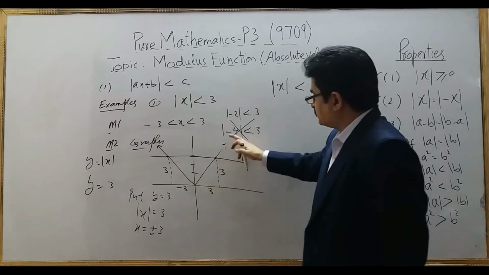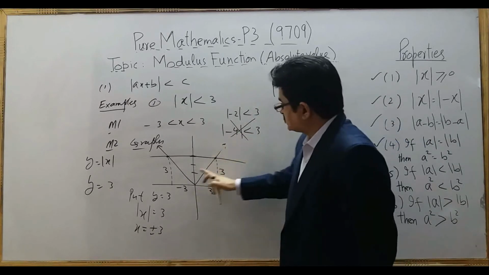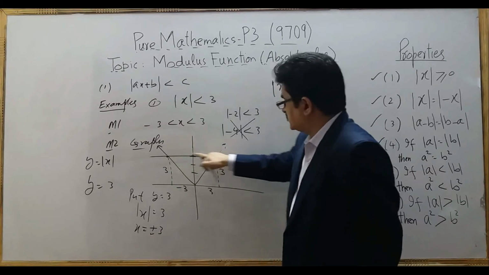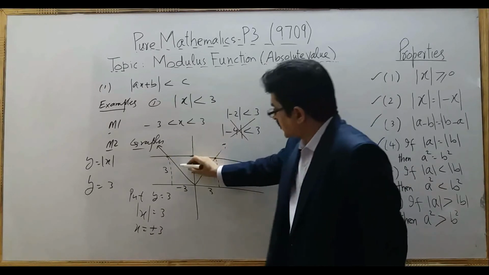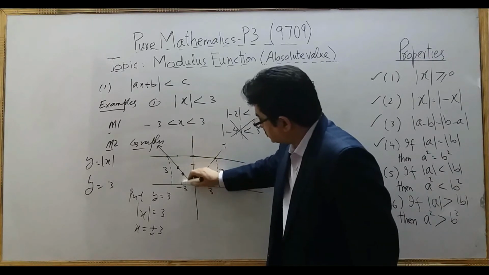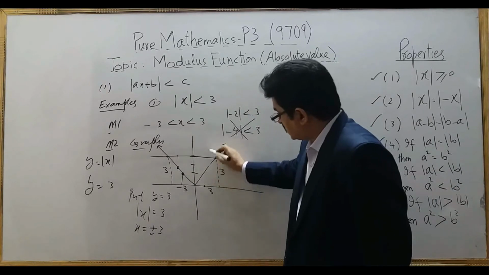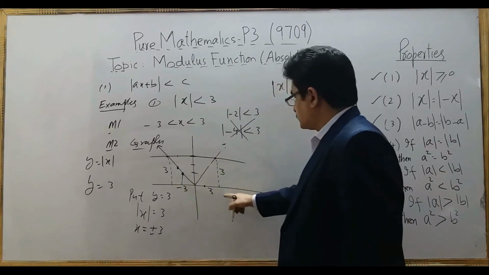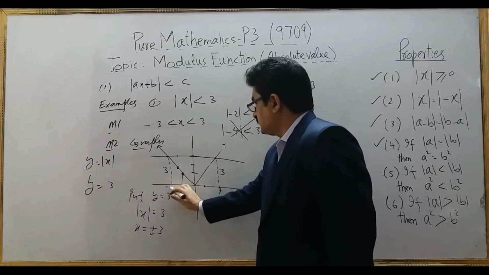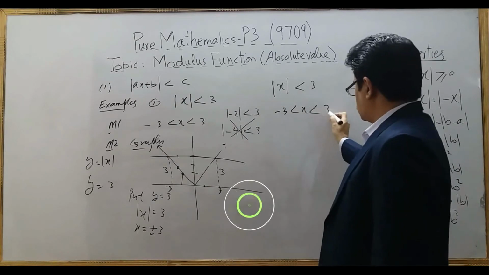|x| is this graph. So the height of this graph will be less than 3. It is from this point to this point, and from this point to this point, this height will be less than this total height 3. This height will be smaller than 3. Here you also have this height smaller than 3. So it happens between 3 and minus 3. So this point will be minus 3. So the answer is minus 3 less than x less than 3.